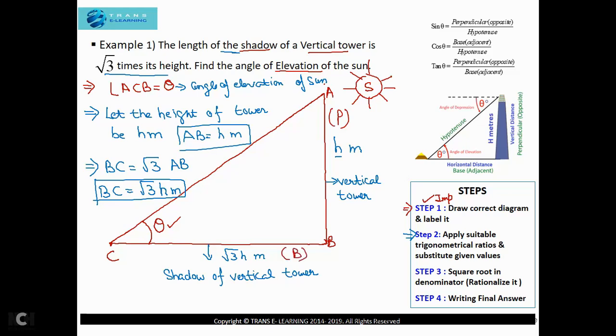So if we consider perpendicular and base, the trigonometric ratio which relates perpendicular to base is tan theta, because tan theta is equal to perpendicular upon base. So in the second step, I would be using tan theta and substituting the value of perpendicular and base.